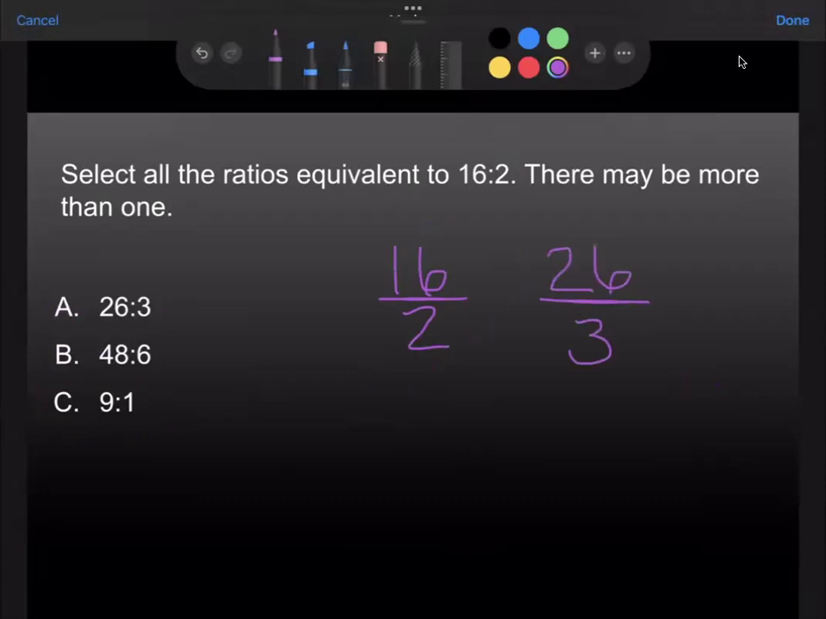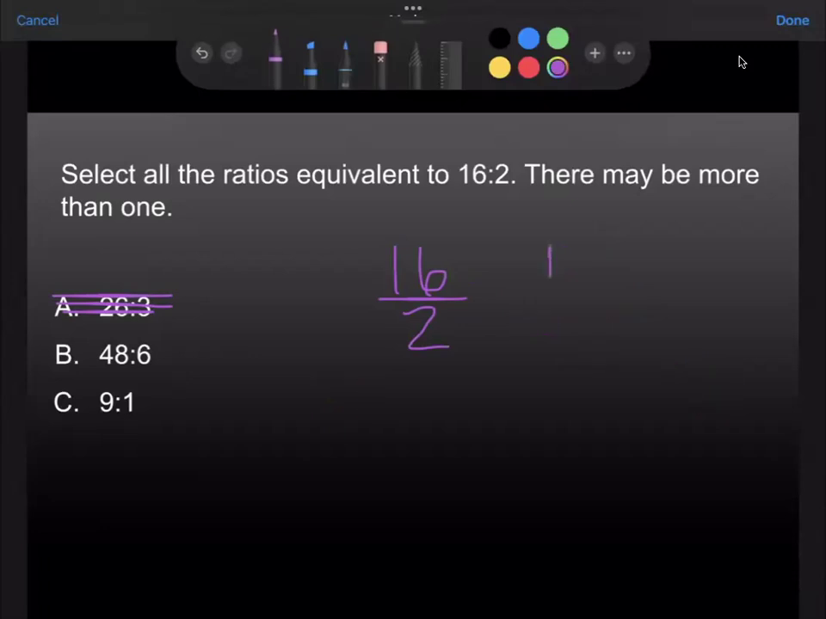Again, I can't really see how to go from 16 to 26 using multiplication, so I'm going to do the cross multiplication method. I'm going to start by doing 16 times 3, which gives me 48. And then I'm going to go over to the other side and do 26 times 2, which gives me 52. So I did not get the same number when I did that. What that means is 26 to 3 is not equivalent to 16 to 2. So let me go ahead and erase that, and I'll try the second option.